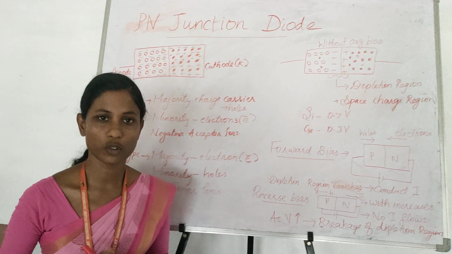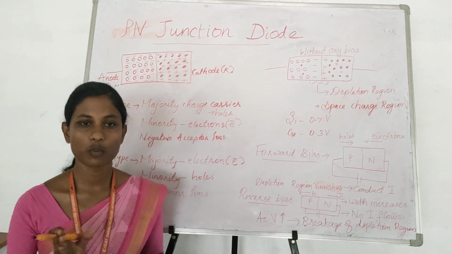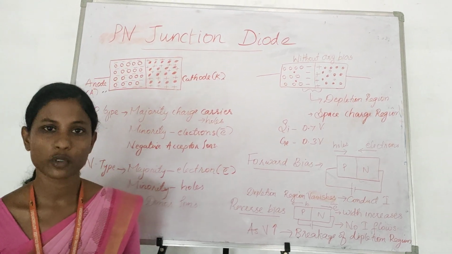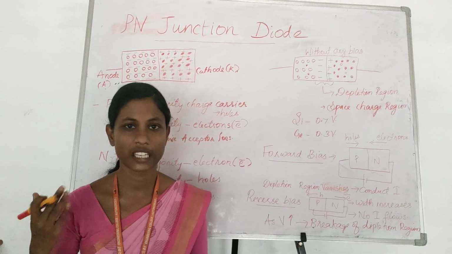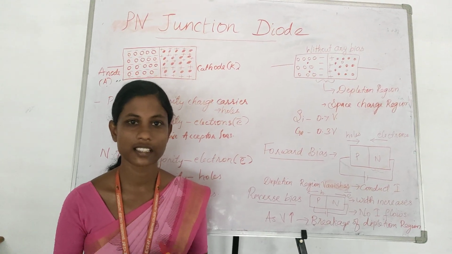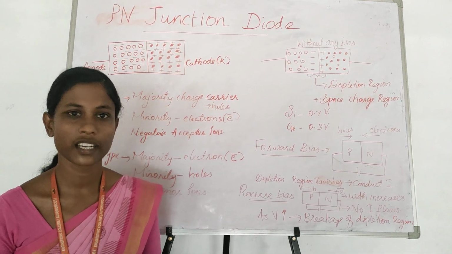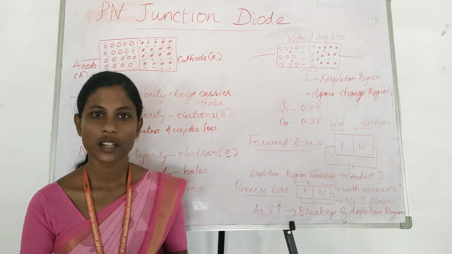So already we all know what a P-type material and what an N-type material is. Both these types of materials, P-type or N-type, are made by a process called doping of semiconductor material. We have heard about semiconductor materials like silicon and germanium. In order to increase the conductivity of these semiconductors, we add some type of impurities. That process is called doping.